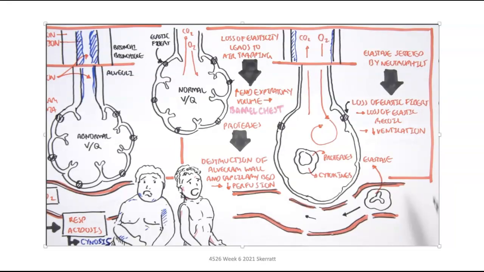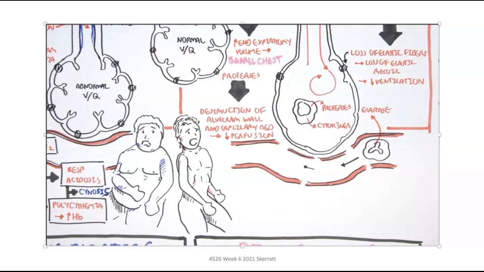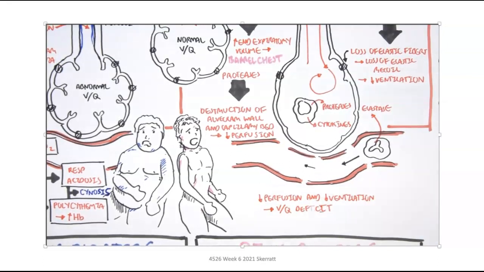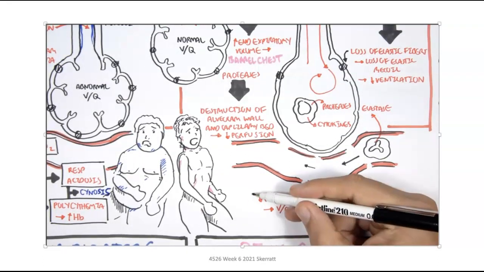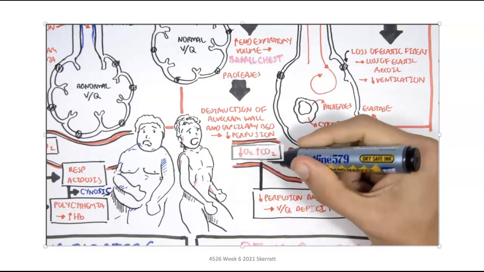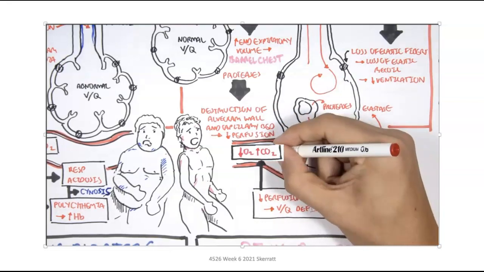Okay, so the decrease in perfusion and the decrease in ventilation, which we talked about earlier, leads to a matched VQ deficit. As a result of this deficit, in the blood, you see similar things to chronic bronchitis, a decrease in oxygen and an increase in carbon dioxide in the blood.